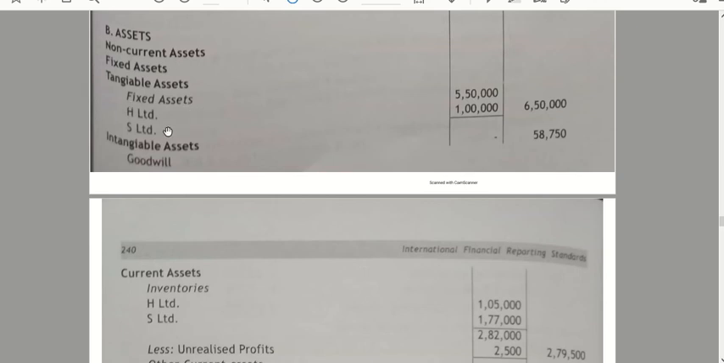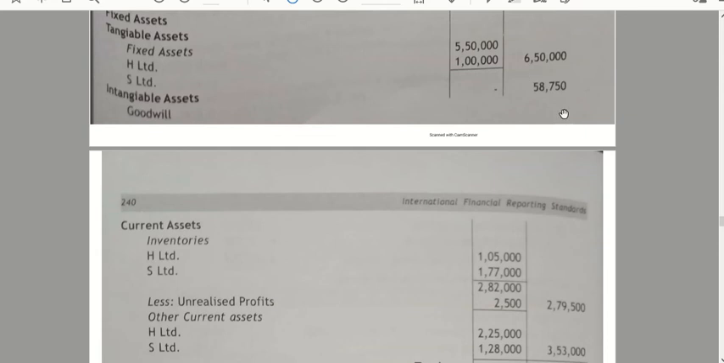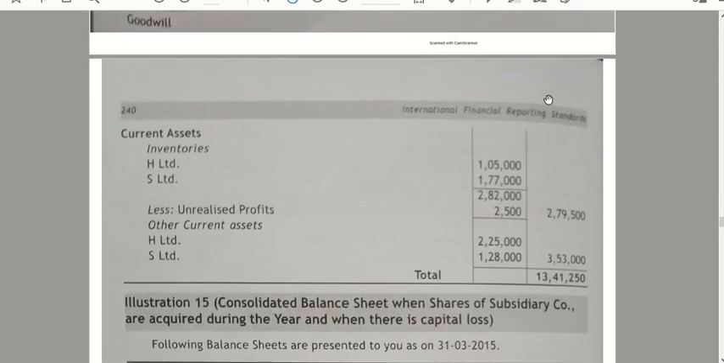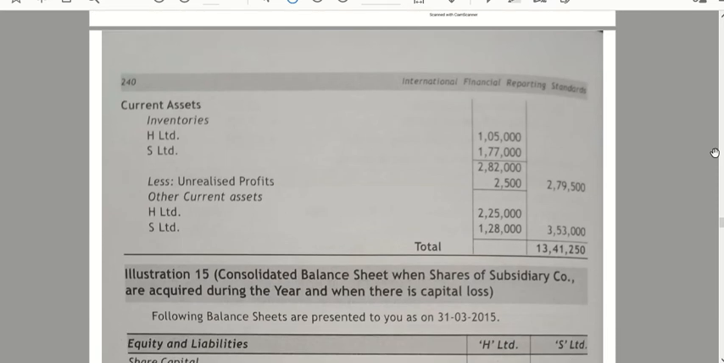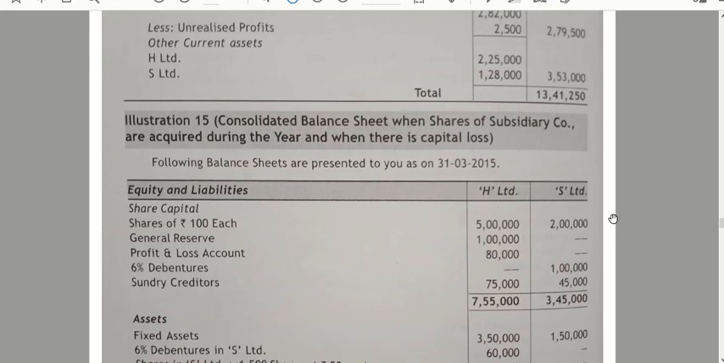Moving on to your asset side, non-current asset, fixed assets, tangible asset. Under that we have fixed assets, which is H Limited is 5,50,000, S Limited is 1 lakh. Total is 6,50,000. Intangible asset, which we calculated, goodwill, 58,750. Next, current asset, inventories. H Limited is 1,05,000, S Limited is 1,77,000. Total you get 2,82,000. Minus your unrealized profits, 2,500, which is 2,79,500. Other current asset, H Limited is 2,25,000, S Limited is 1,28,000. The total is 3,53,000. So total gets balanced.